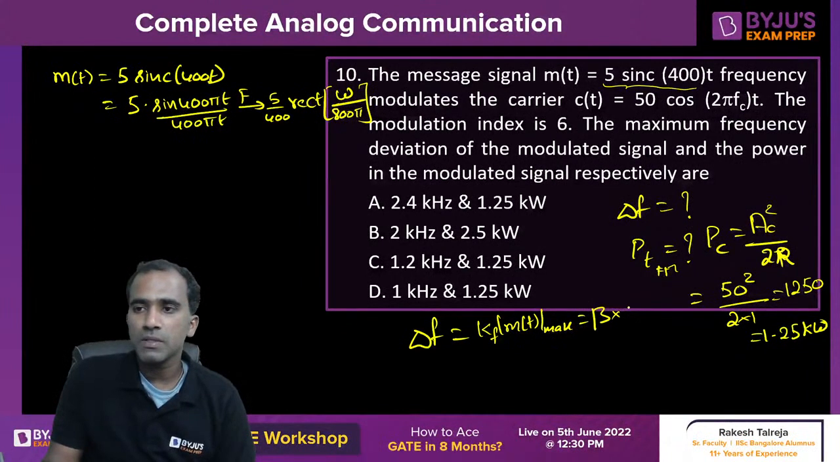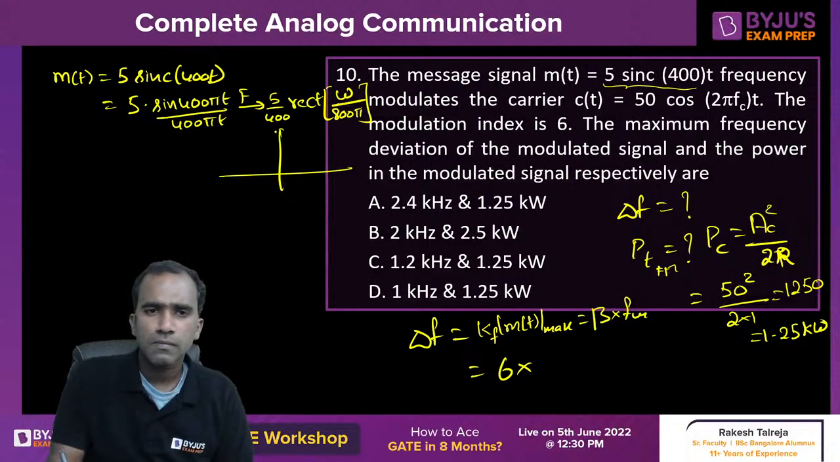Fm is the maximum frequency in the message. Fm is the maximum frequency for a sinusoidal message. It is the only frequency present. For a general message, Fm is the highest frequency. So beta is 6. Fm is the highest frequency in the message. What is the highest frequency in the message?